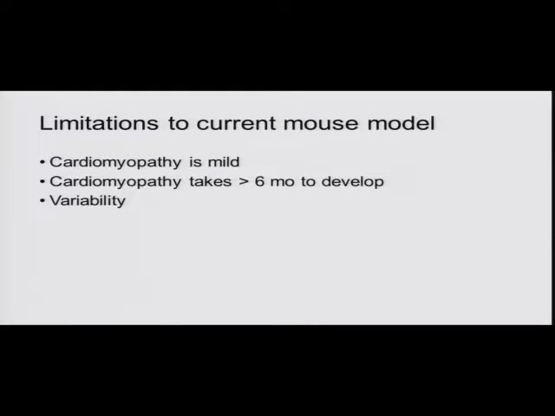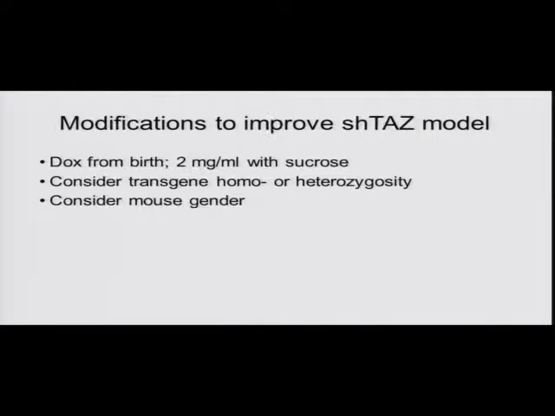But there is still some limitation of this model. The cardiomyopathy is mild, and it needs over half a year to develop the phenotype. So we made some modifications of the protocol. First, we put the doxycycline into the drinking water for the mice, and we start the induction at birth. More importantly, we do separate analysis of the homozygote and the heterozygote, and also separate analysis of the different genders, the male and the female.